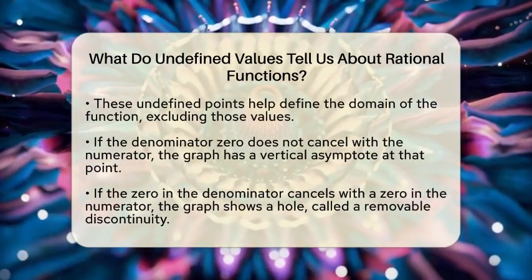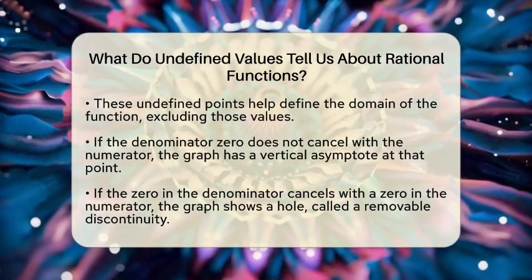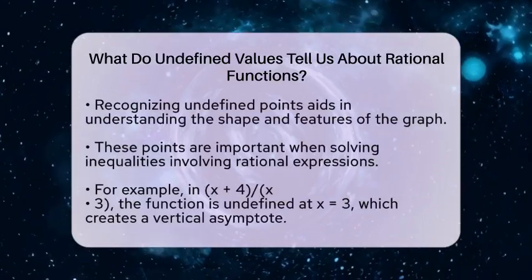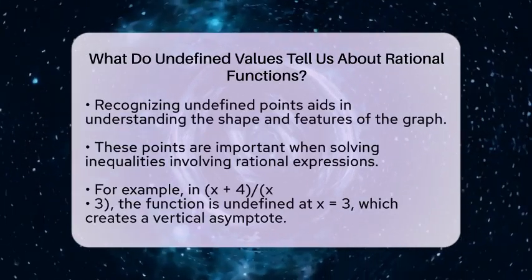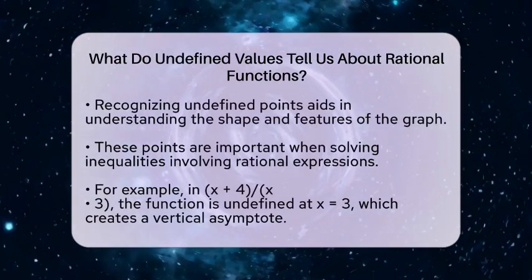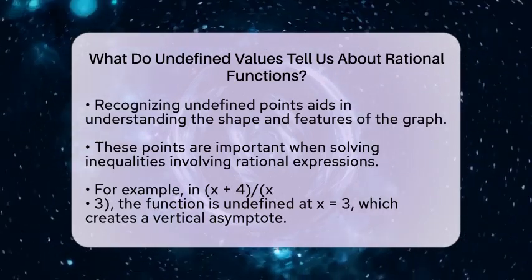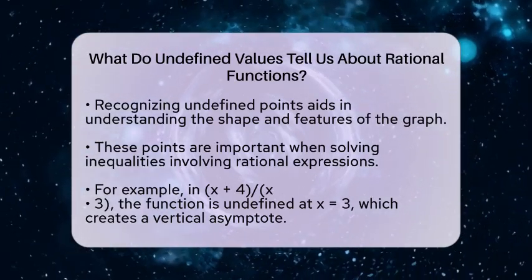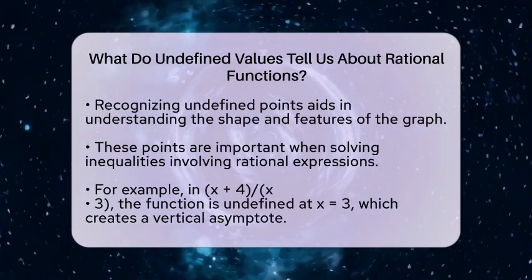On the other hand, if the 0 in the denominator cancels with a 0 in the numerator, the graph has a hole at that point. This is called a removable discontinuity. Because the function is undefined there, but could be made continuous if we simplified the expression.